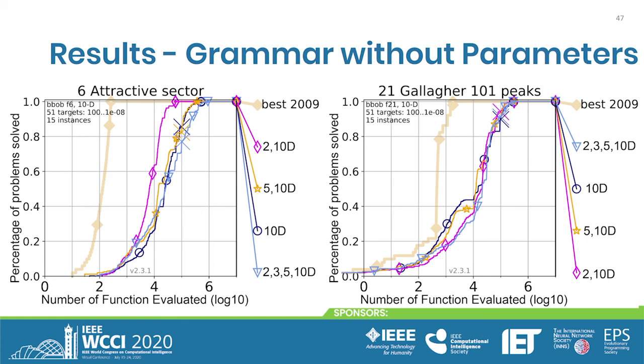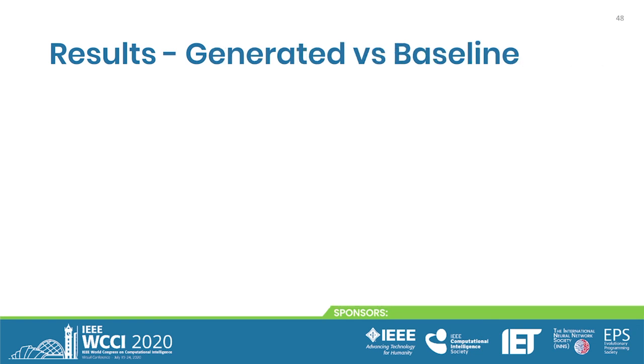Here, there's just no clear difference. It seems the training scheduling does not matter. Maybe the parameters are less sensitive to different dimensions compared to the primitives.